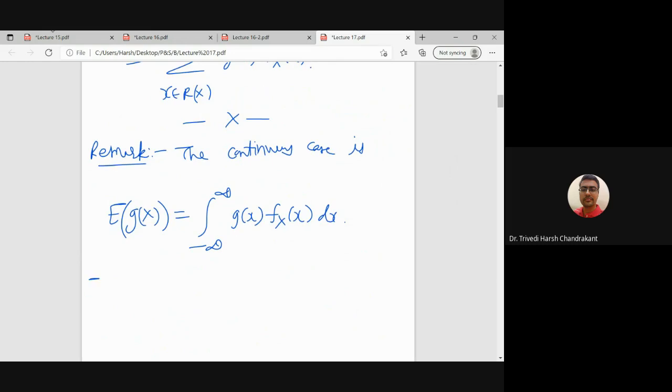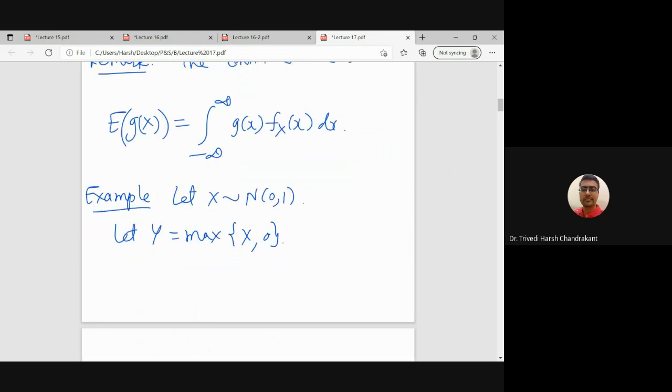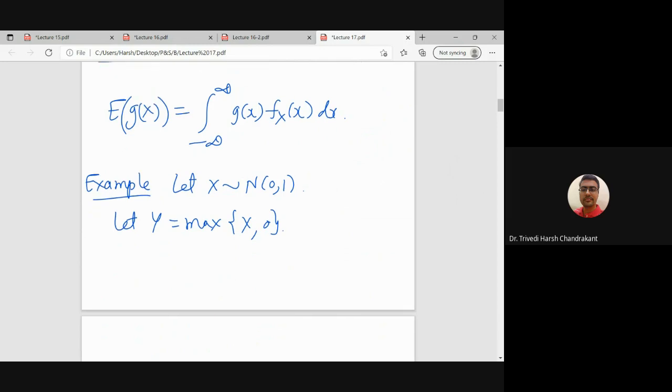So let us take one example of the continuous case. We discussed the standard normal random variable. We know its density function. So let X be the normal random variable, which is the standard normal random variable, and we define a new random variable Y, that is the maximum of X and 0. So the question is to find the expectation of Y if it exists.